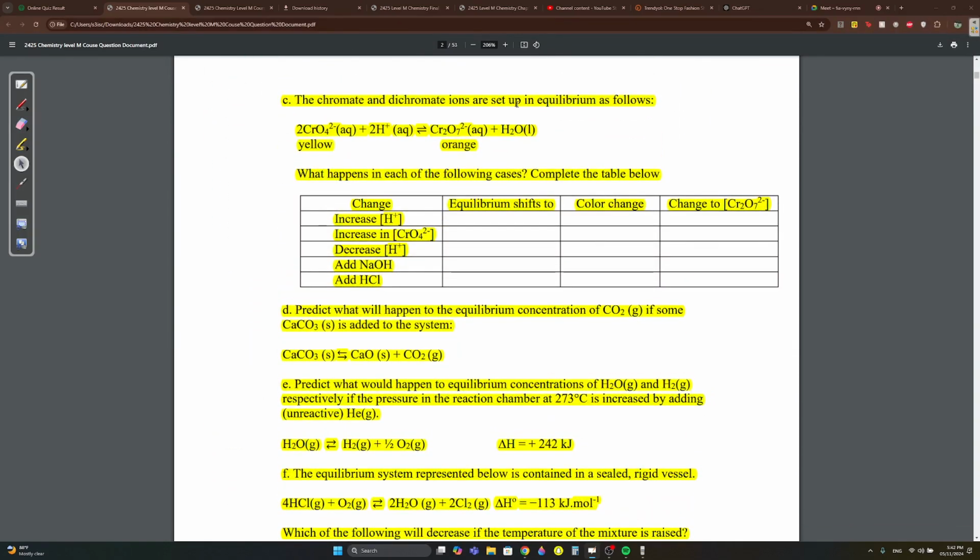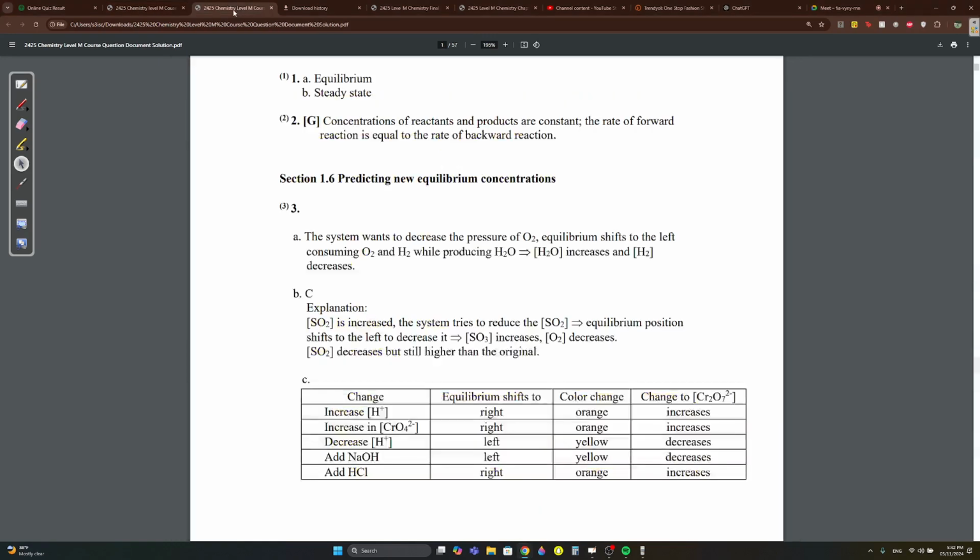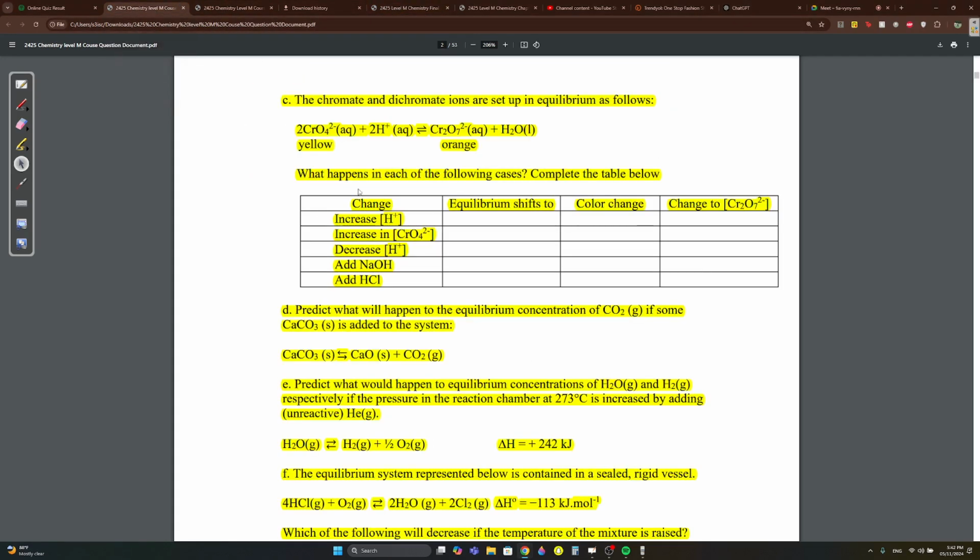The chromate and dichromate ions are set up in equilibrium as follows. What happens in each of the following cases? Complete the table below. If you increase H plus, where does the equilibrium shift? Increasing H plus is going to shift to the right. Color change: going to the right, so darker orange.